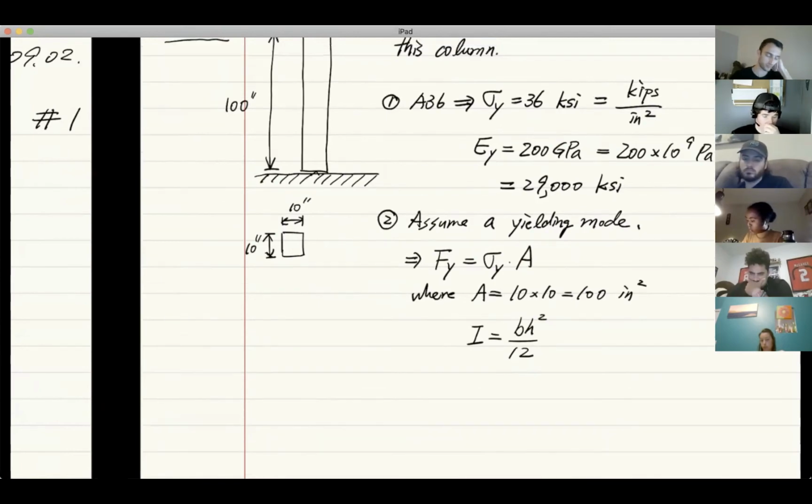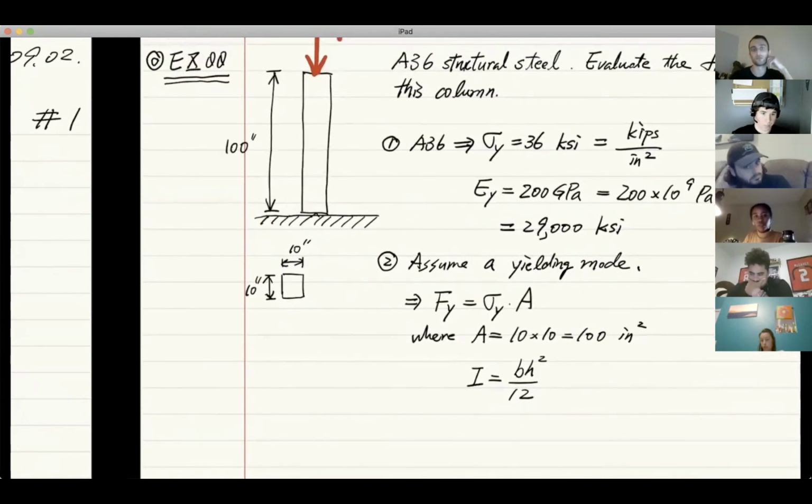So what's B? B is the dimension parallel to the axis of rotation. In this case, if we look at this plane, we assume that the bending is going to happen on this plane, which means that the axis is like this. This is your axis. And the dimension parallel to the axis is the dimension we call B. So B is this dimension. This is B. And H is the dimension perpendicular to this axis of rotation. So this is what we call the axis of rotation.